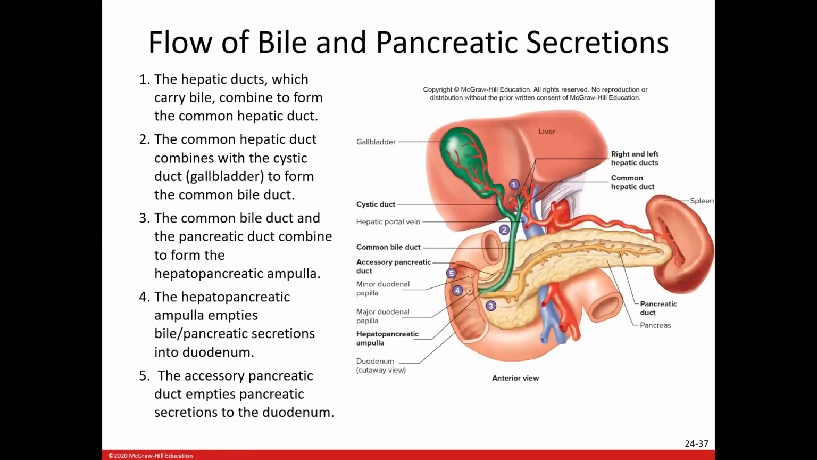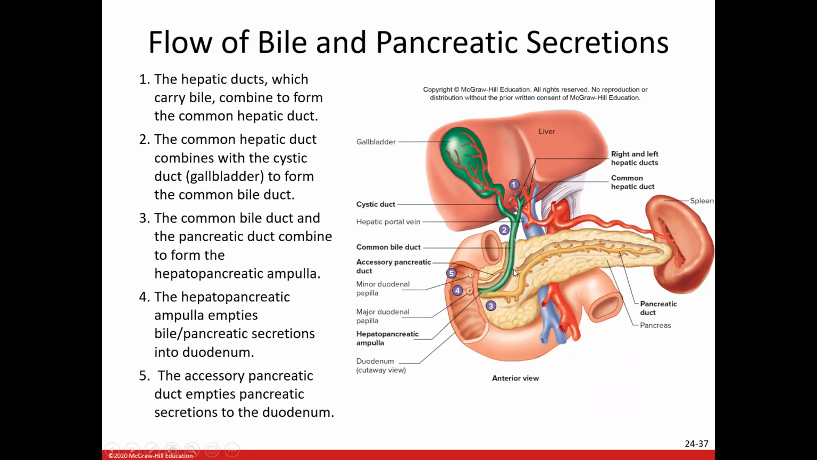So to show you how all those connect together, in the liver, we have the right and left hepatic ducts. These come from the liver tissue, so they're carrying fresh bile. When those combine, they form the common hepatic duct. Then you have the gallbladder, which is attached to the liver for storing bile. That has the cystic duct coming off of it. When that cystic duct meets the common hepatic duct, that then forms a common bile duct.